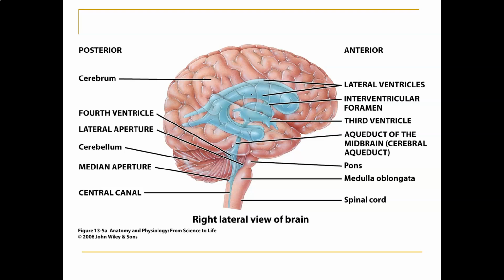But the hollowness, the lumen of the tube, becomes the ventricles of the brain. And also the spinal cord has a cavity in the middle called the central canal. And so these are the ventricles of the brain, and they're filled with fluid, cerebrospinal fluid. And they have names, of course. And so let's start with the lateral ventricles.